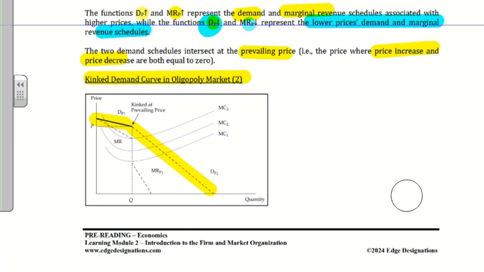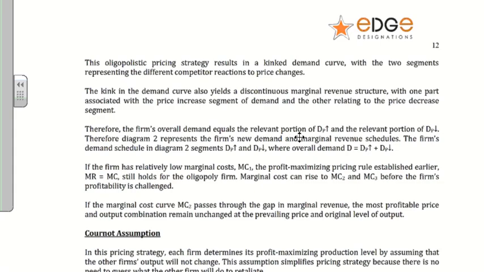Let's go over our page. The pricing strategy results in what we call a kinked demand curve. We've got two segments representing different reactions to price changes. The slight challenge when we have a kink in the demand curve is what we call a discontinuous marginal revenue structure. One part is associated with the price increase side, and the other side, as we mentioned earlier, is associated with the price decrease side.